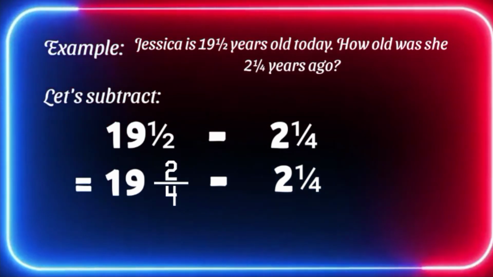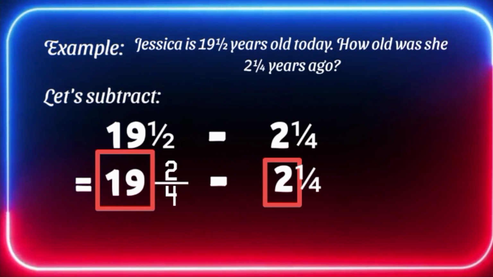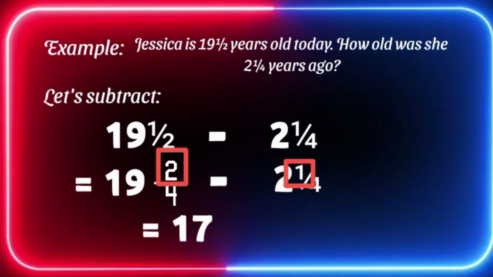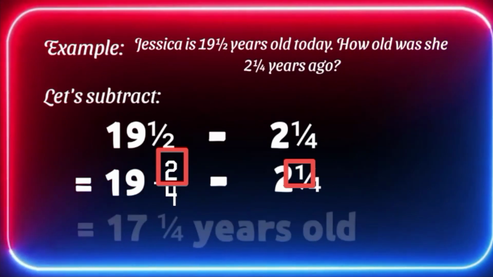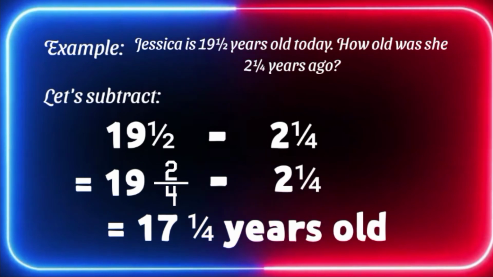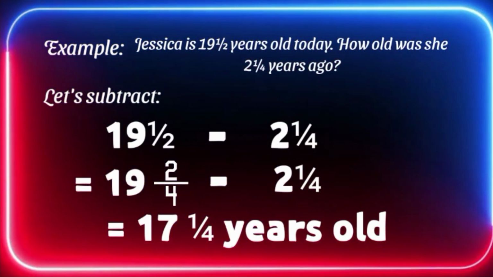So we got 2. Now subtract first the whole number. 19 minus 2 is 17. And then subtract the numerator. 2 minus 1 is 1. Then copy the denominator. So the final answer is 17 and 1/4 years old, 2 years ago.